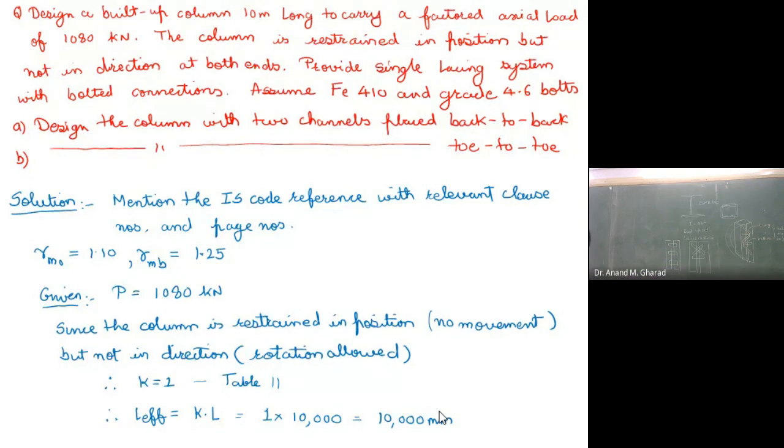Got it? Now see, not necessarily all the time will you get channel sections. Sometimes I sections can also be built up. Or angle sections, four angle sections can even be joined together. Let us see how.